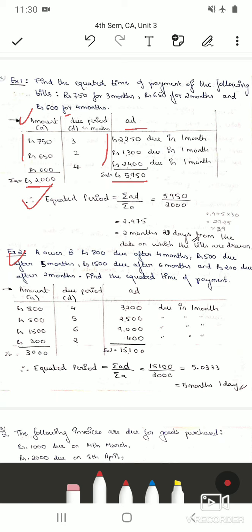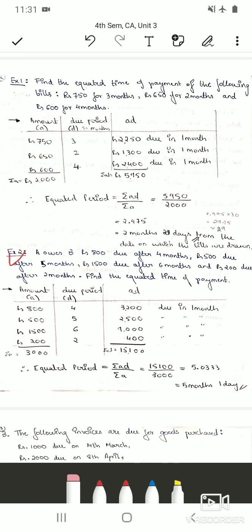The question is, A owes B rupees 800 due after 4 months, rupees 500 due after 5 months, rupees 1500 due after 6 months and rupees 200 due after 2 months. Find the equated time of payment. In these problems they have given due after 4 months, and thus they have included the legal due date also, that is, the grace of 3 days is also included. So remember this.